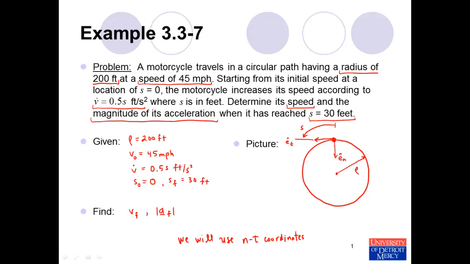You could imagine if we were trying to solve this problem in a fixed xy coordinate system, the components of the velocity and the acceleration in the x and y directions would be constantly changing in a way that's not readily given. So solving this problem using NT coordinates makes it much easier.